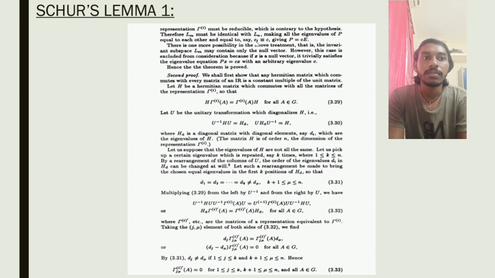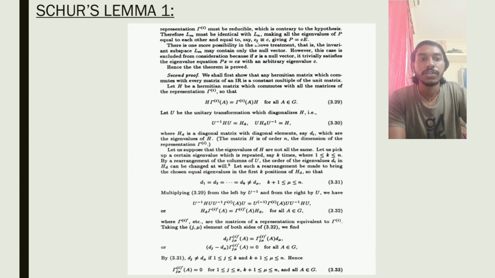Multiplying HΓ^i(A) = Γ^i(A)H for all A belongs to G from the left by U^{-1} and from the right by U, we have U^{-1}HU U^{-1}Γ^i(A)U = U^{-1}Γ^i(A)U U^{-1}HU, or H_D Γ'^i(A) = Γ'^i(A) H_D for all A belongs to G, where Γ'^i etc. are the matrices of a representation equivalent to Γ^i.